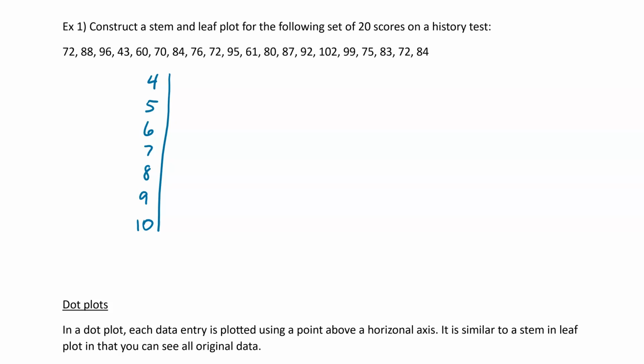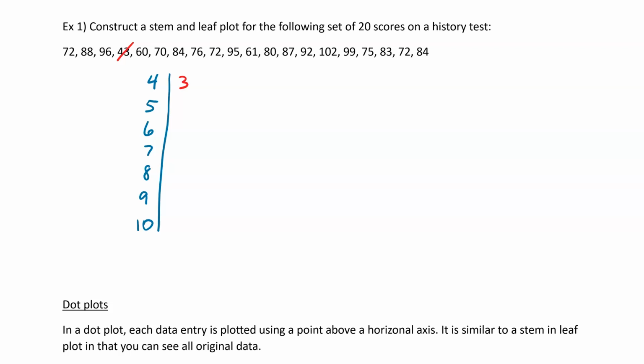Starting with 4, that would be the 40s. The only one is 43. Remember, we're not going to put 43 right here, because we already have that 4. All we're going to need to put is 3. If you put those together, you get 43.